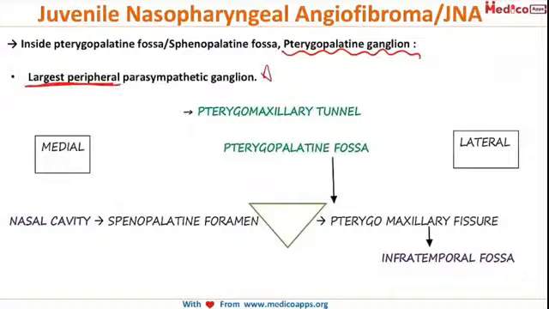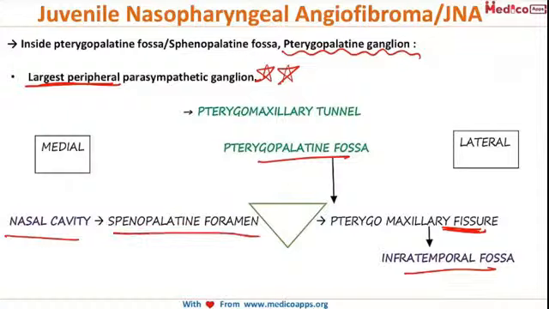It is the largest peripheral parasympathetic ganglion. Very important point. Okay. So we have the pterygomaxillary tunnel that opens via the pterygopalatine fossa into the pterygomaxillary fissure, and this further opens into the infratemporal fossa. And the nasal cavity via the sphenopalatine foramen is connected to the pterygopalatine fossa. We have just noted that.